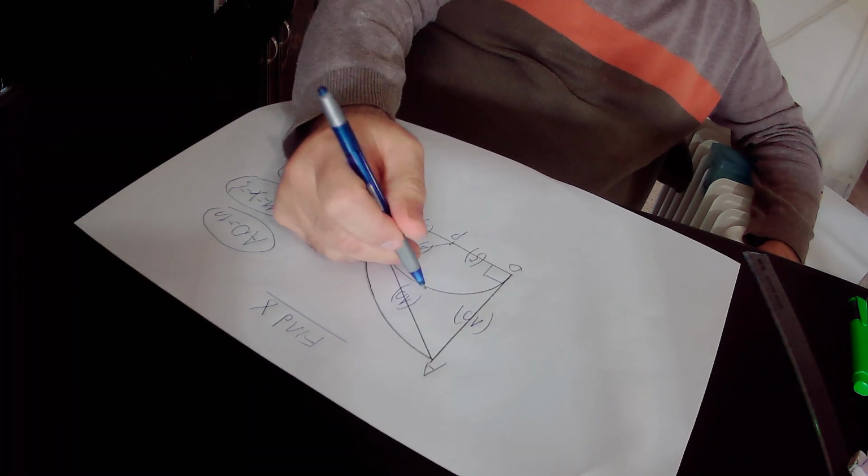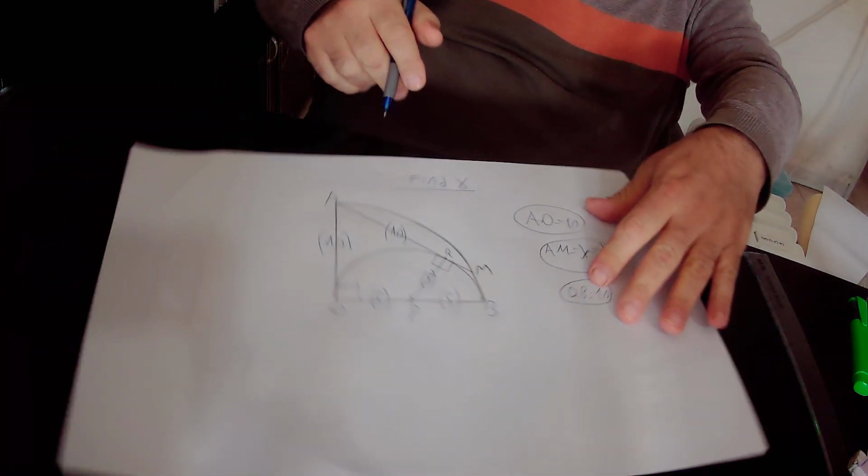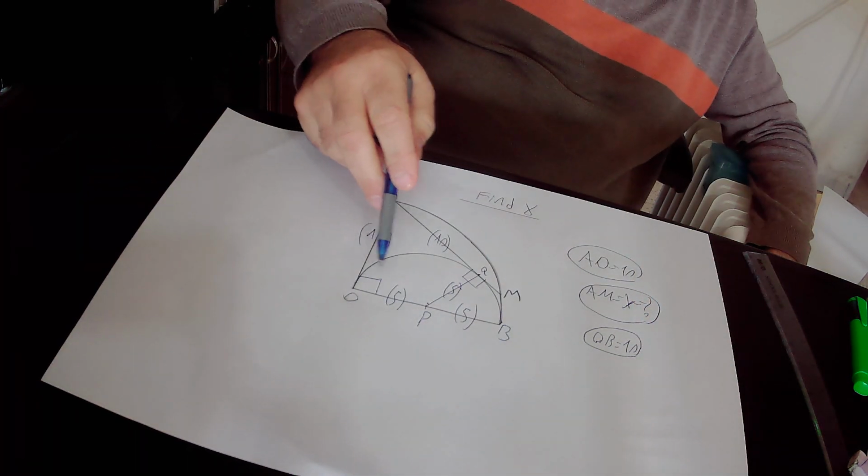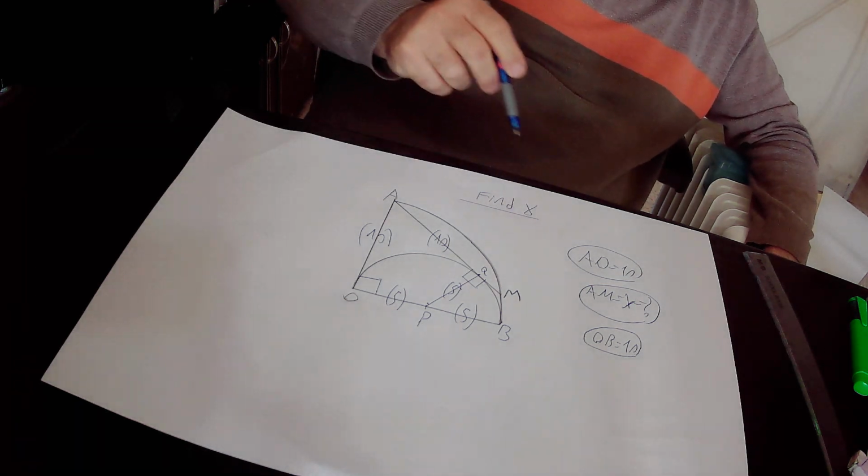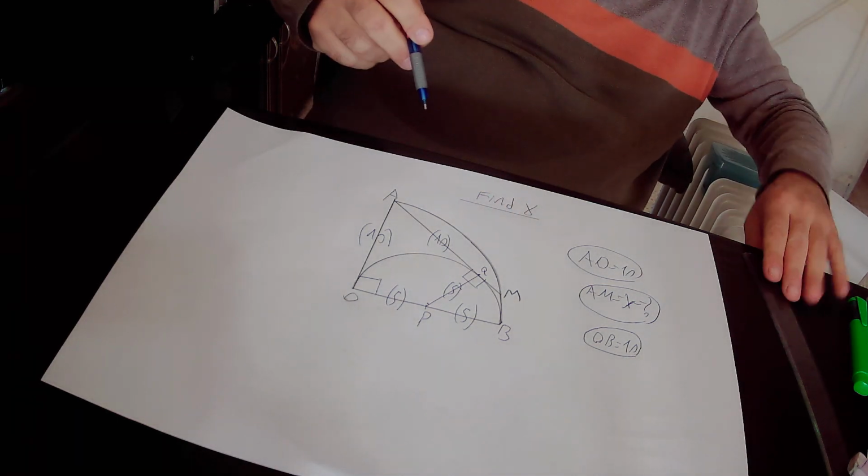In the next step, we'll extend OB and AM by a straight line until they touch each other.